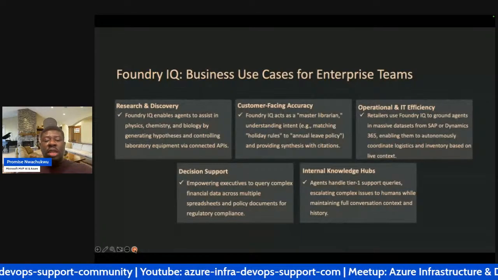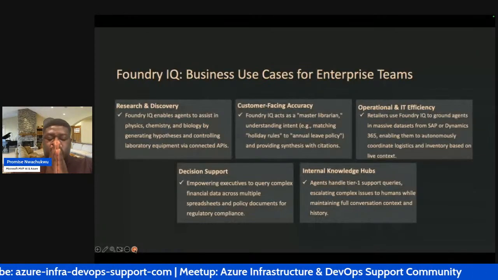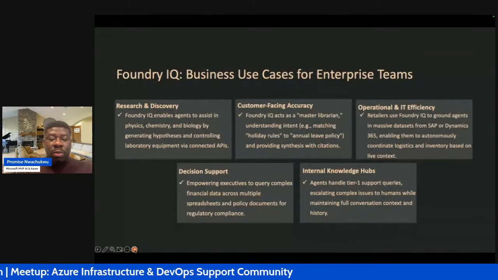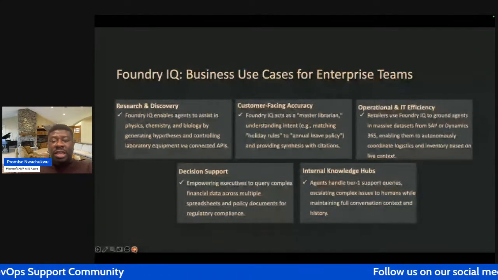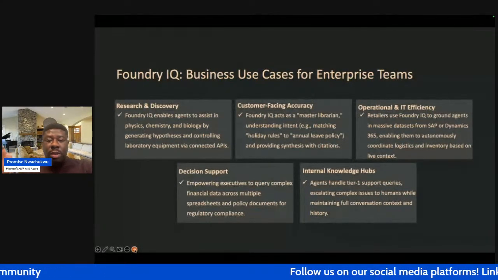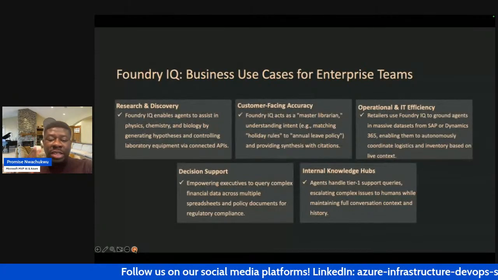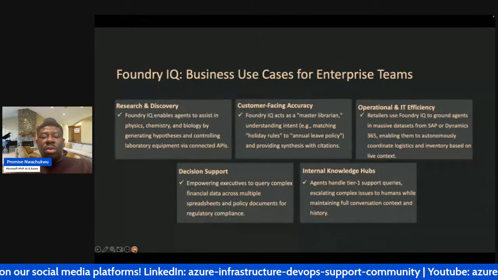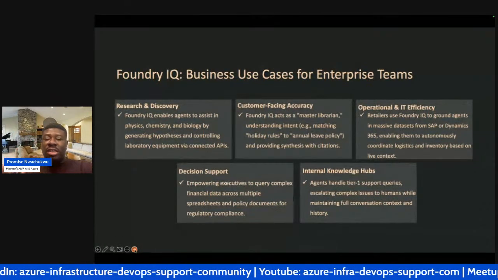Also, in terms of customer facing accuracy, Foundry IQ can act as your master librarian, because it understands the intent. It helps match your holiday rules to annual leave policy and provide synthesis with citation. Now, you may not understand when it says provide synthesis with citation.